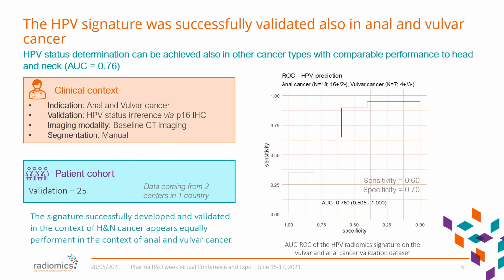If we explore more broadly, in general, HPV is thought to be responsible for more than 90% of anal cancers and about 70% of vulvar cancers, a similar prevalence as found in OPSCC. To evaluate the potential pan-cancer generalizability of this radiomic signature, an exploratory validation was conducted, yielding promising results, as the radiomic signature appears equally performant in the context of anal and vulvar cancers as OPSCC.